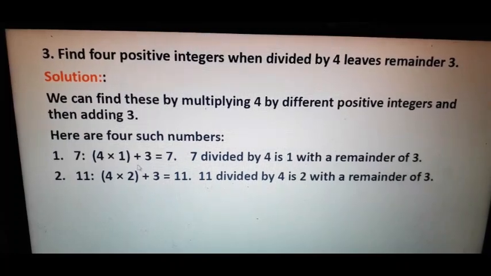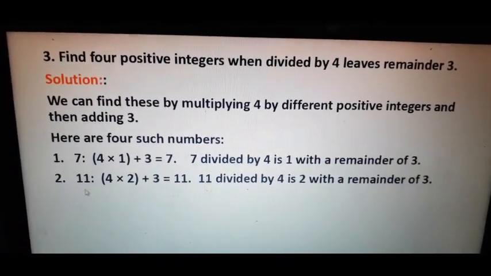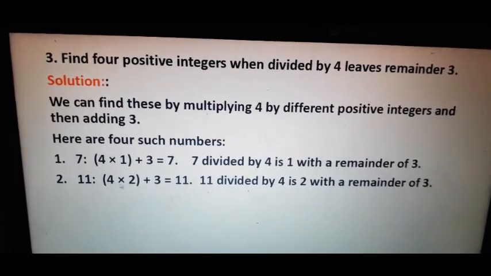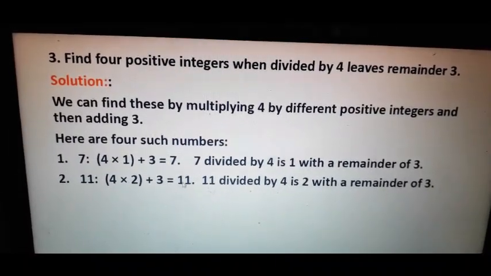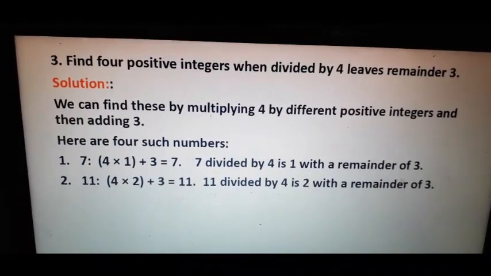When we add 4 to the next one, 11 is 4 times 2 plus 3. 4 times 2 is 8. 8 plus 3 is 11. So 11 divided by 4 is 2 with the remainder of 3.